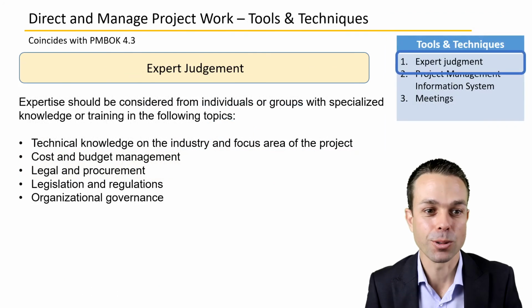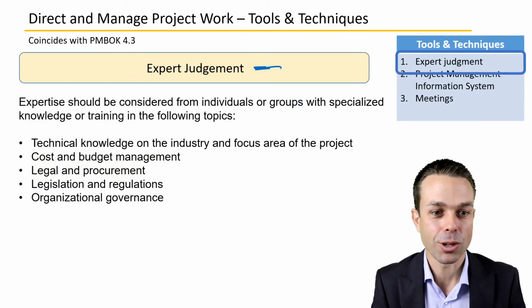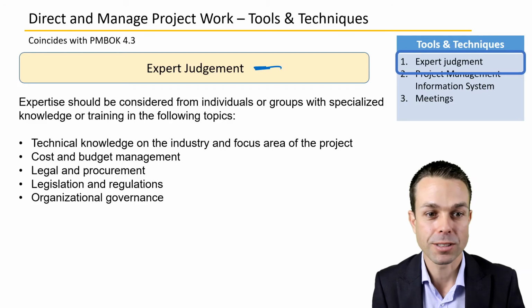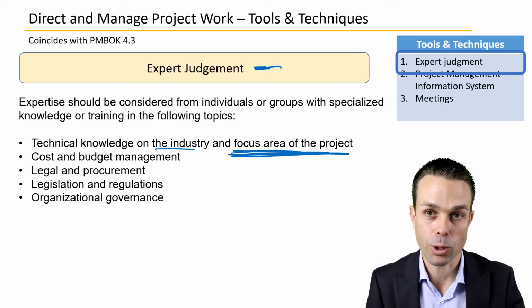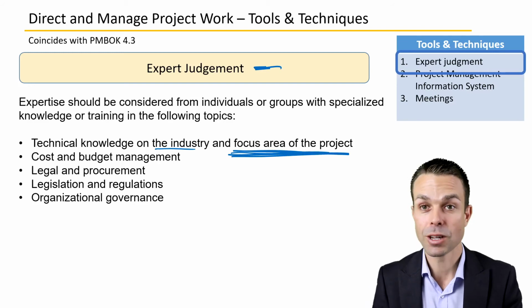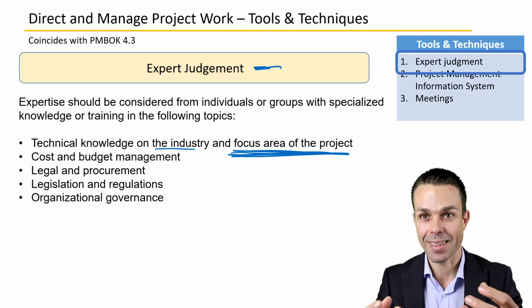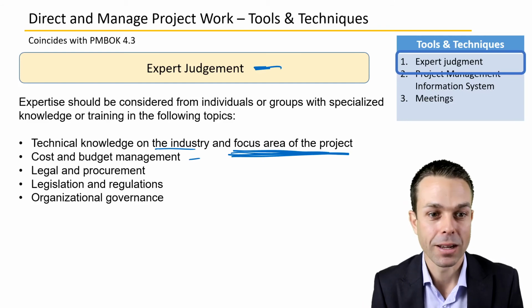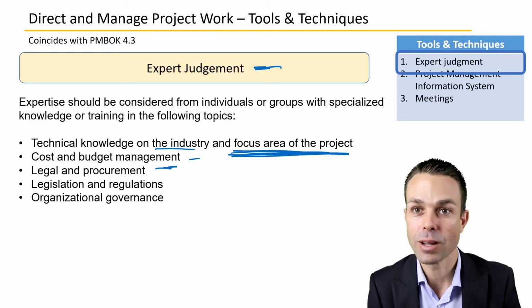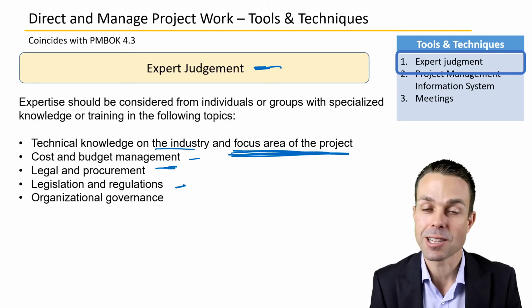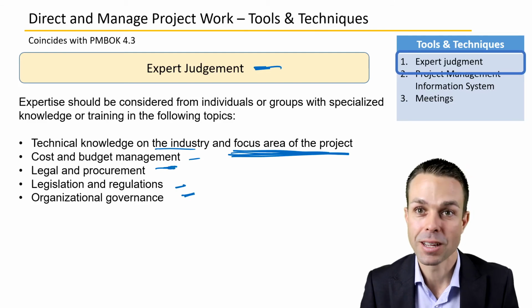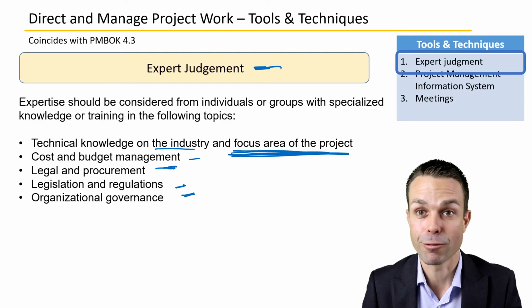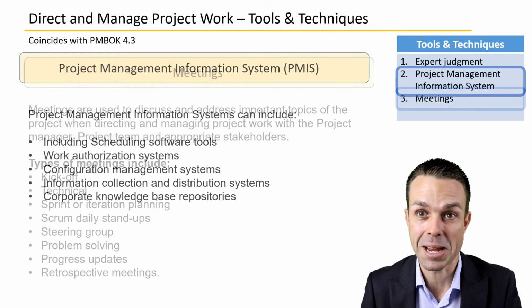Tools and techniques that you'll use will be expert judgment. So you'll need the expert judgment of many people: technical knowledge on the industry or the focus area of the project. The people you're actually delivering the project to will have all of this expert knowledge on that particular area, and you'll need to gather that from them to make it happen. Cost and budget management, legal and procurement management, legislation or regulations, organizational governance: all that expert information you might need to gather from the experts themselves in those particular areas.